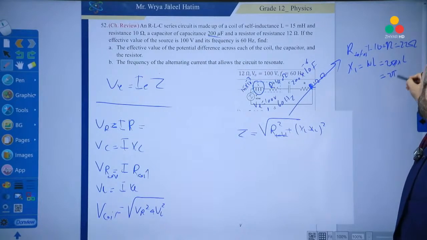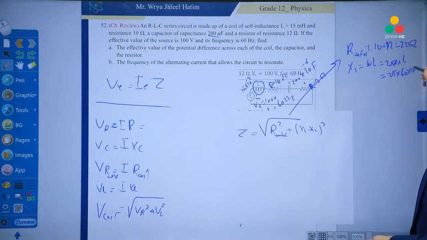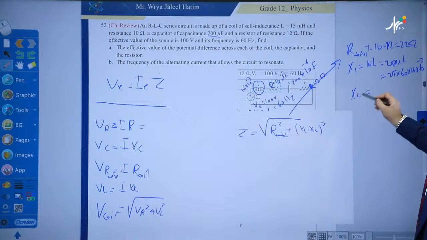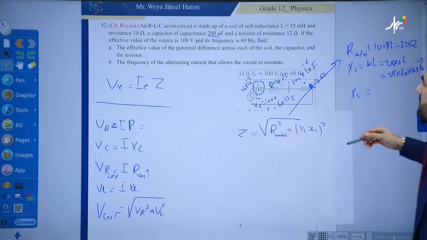2 pi times frequency is 60 times the value for L, which is 15 times 10 to the power negative 3. I hope you can still see this. So find the value for XL. Let's assume that we found it, I'll get into it in a second.